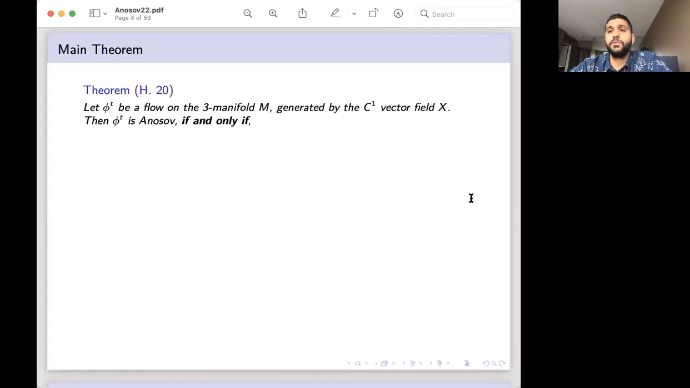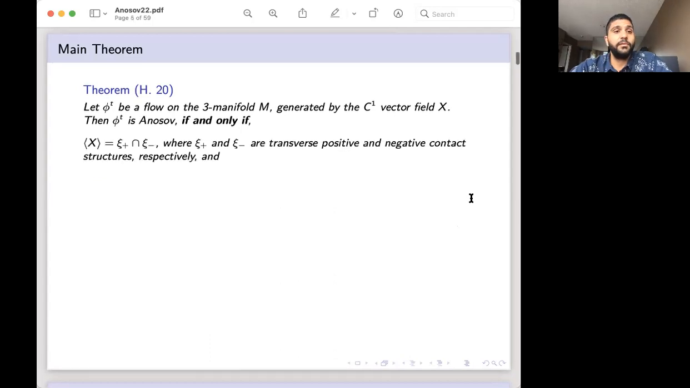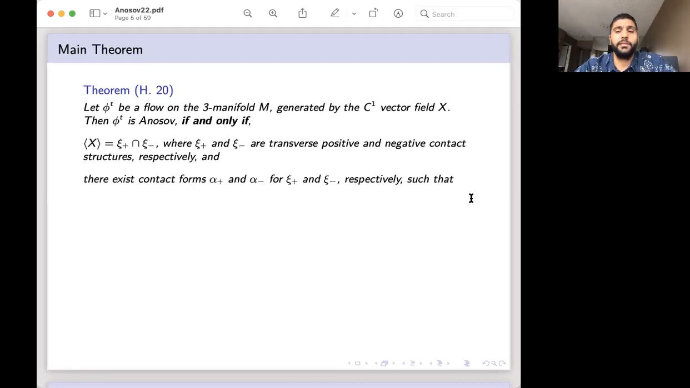This flow is Anosov if and only if, and notice that this is an if and only if statement, first of all, the direction of the flow is in the intersection of a pair of positive and negative contact structures, C plus and C minus, which are transverse. Remember that's equivalent to the flow being projectively Anosov, which is a more general notion than being Anosov. And then these are the extra conditions which make this projectively Anosov flow Anosov.